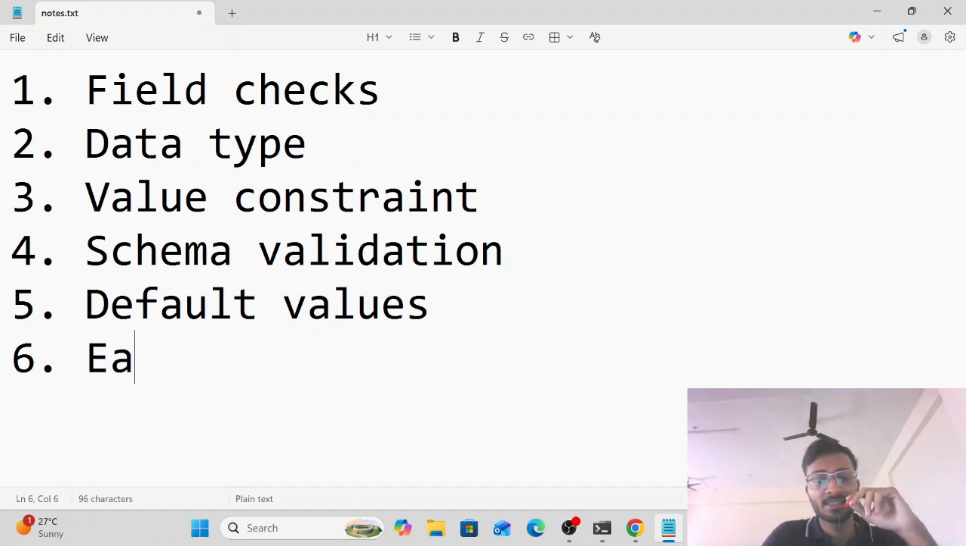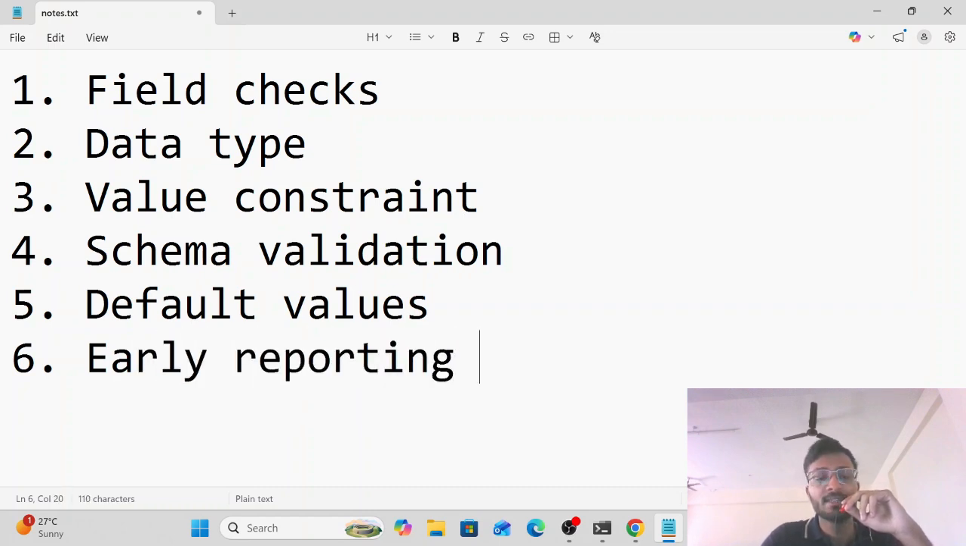And the last one is early reporting. In this step, we will understand early error reporting: fail fast with clear messages, which makes debugging easy.